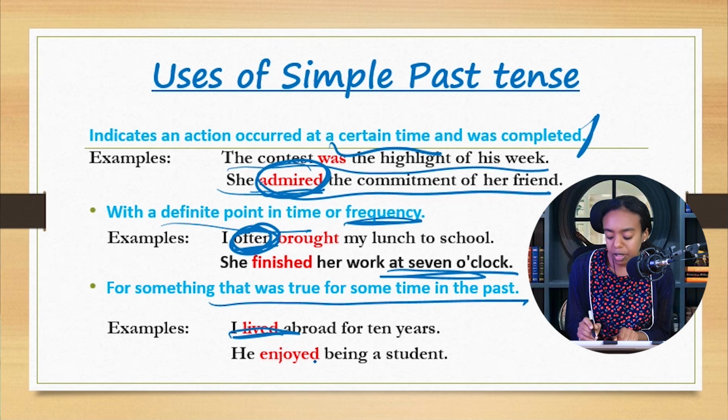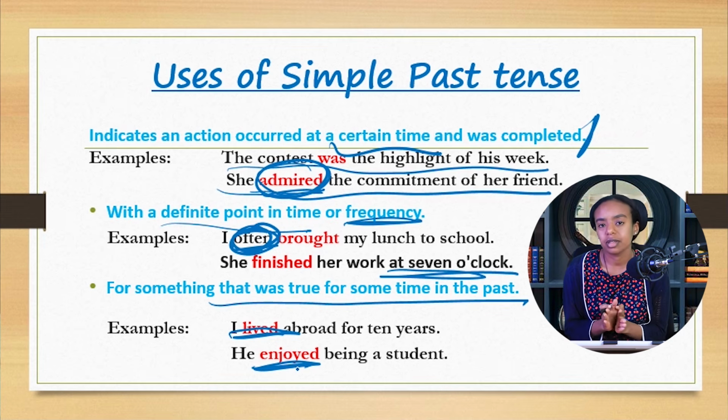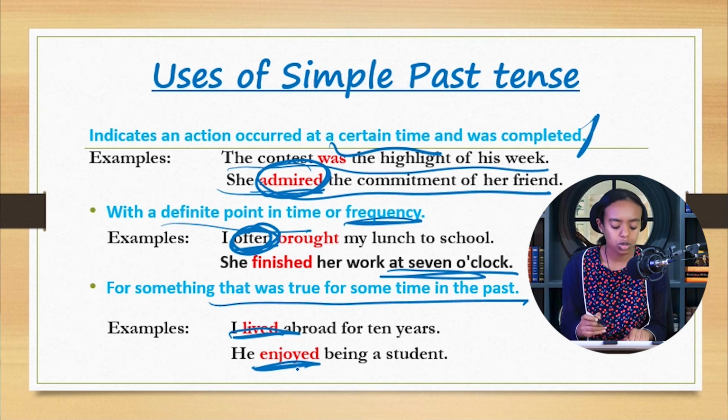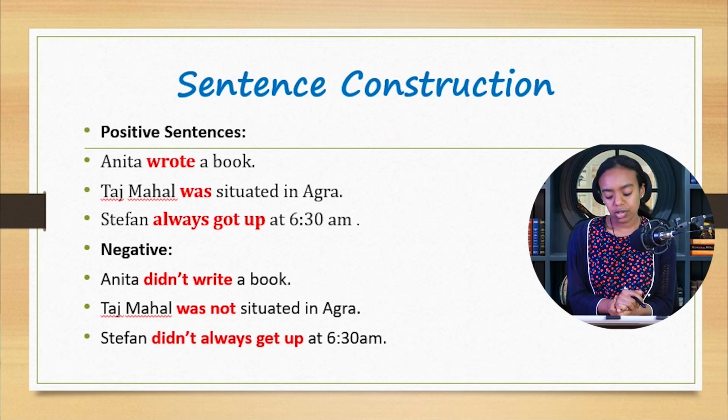He enjoyed being a student. ተማሪ መሆንን በጣም ደስ ይለው ነበረ። አሁን ግን ተማሪ አይደለም። ስለዚህ it's something that has been completed or happened in the past, but it's not something that's happening now or that's going to happen in the future. So we need to know the difference between these two. These are the uses. Now let's look at some sentences we can construct with the simple past tense.